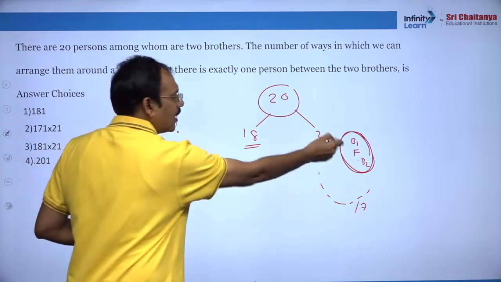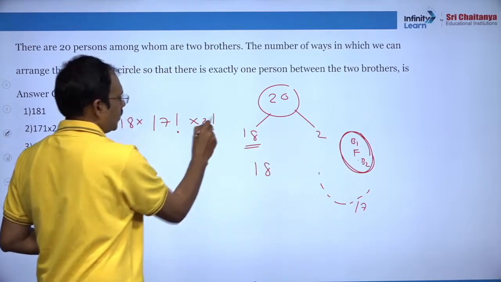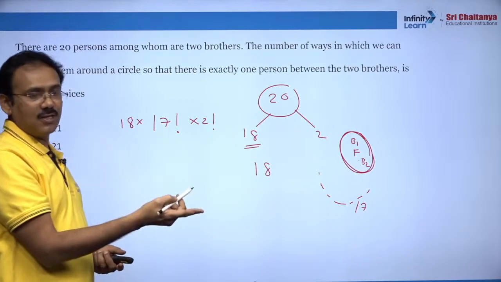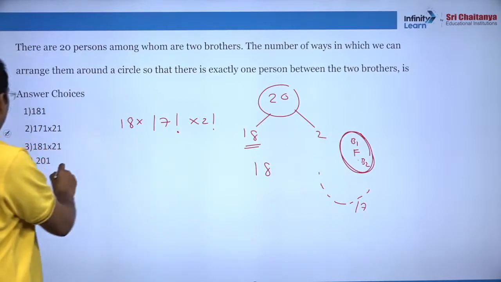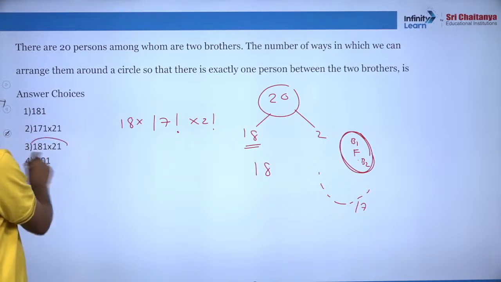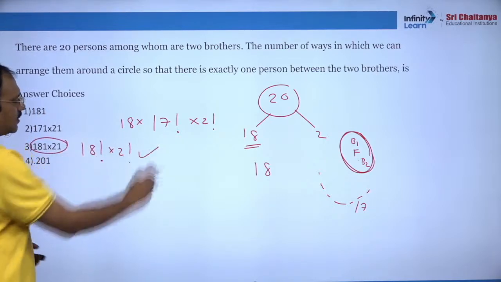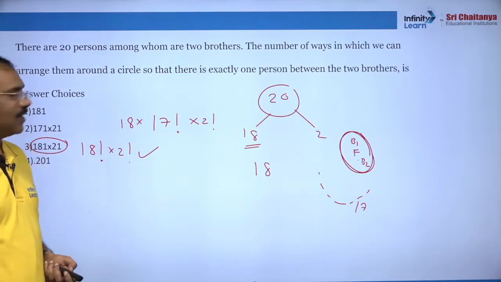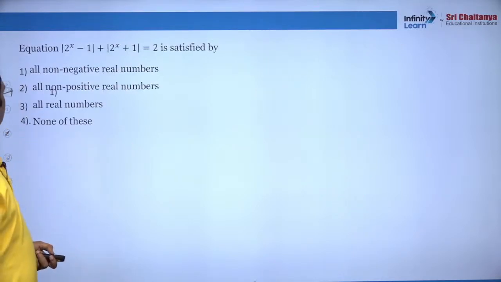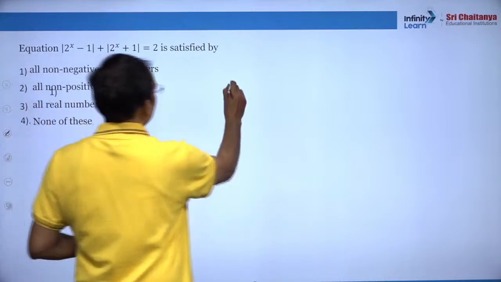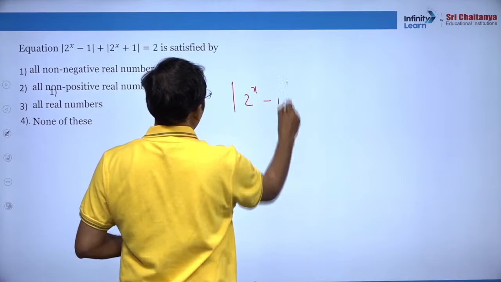So they can be arranged in only 2 factorial ways, B1 this side, B2 that side, like this. So the final answer I can say is 18 factorial into 2 factorial, that is it. Okay.